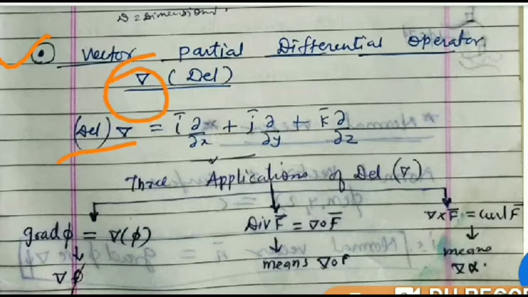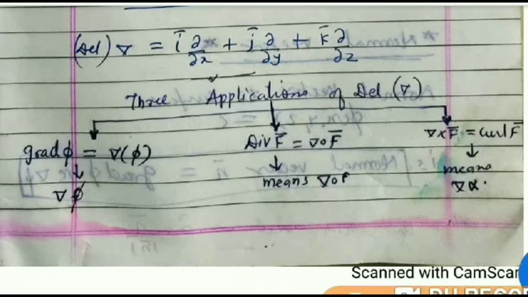So del equals i bar del by del x plus j bar del by del y plus k bar del by del z. You can remember the value of del is i bar del by del x plus j bar del by del y plus k bar del by del z. There are three applications of del. First is grad phi, second is divergence of f bar, and third is curl of f bar.